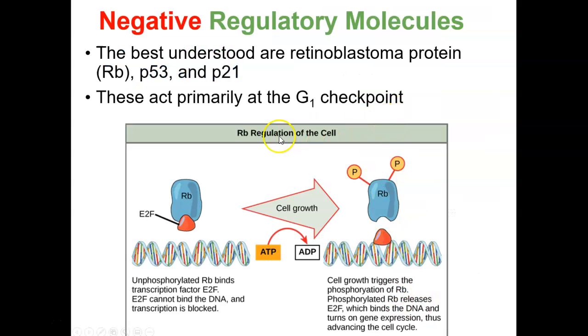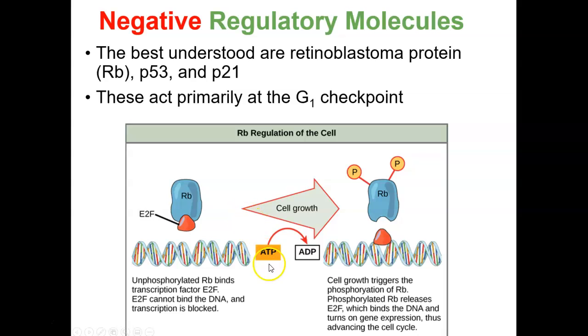A negative regulatory molecule. The best ones that we understand right now are RB, the retinoblastoma protein, p53 and p21. These mostly act at the G1 checkpoint. So we take an unphosphorylated RB, and it's going to bind to a transcription factor. So here's the RB. It's going to bind to a transcription factor like E2F, and the E2F cannot then bind to the DNA, and transcription gets blocked.